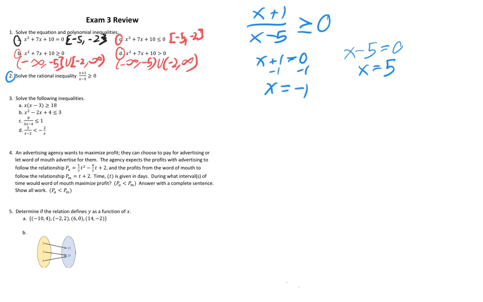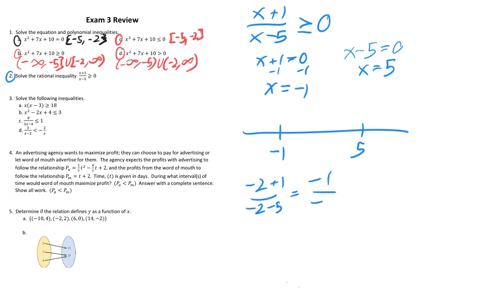So now we want to create a number line to figure out when our function is greater than 0. So we have -1 here and 5. So we want to plug something in that's less than -1. So like -2 plus 1 over -2 minus 5. So that's -1 over -7, which is a positive number, right? +1/7. So here we're going to put a positive.